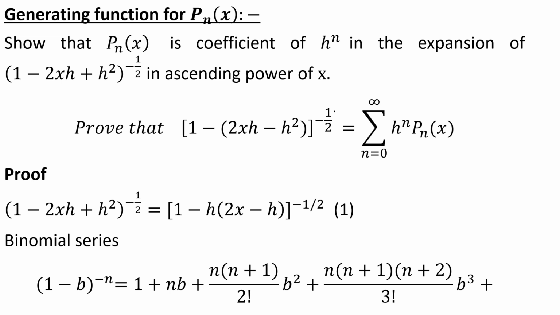So we can write this term, 1 minus 2xh plus h square. Here we take minus h common, and this is left. The binomial series is (1 minus b) to the power minus n. So n is here half, and b is equal to h(2x minus h). We have put the values here. Initially we will put n equal to half, then we will reduce the relationship, and then we put the value of b.